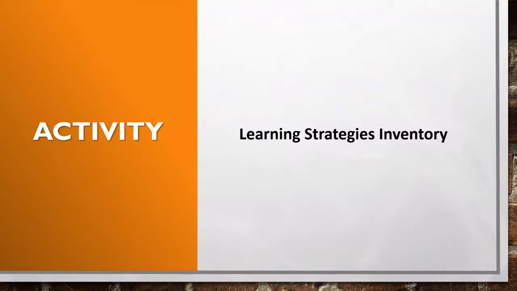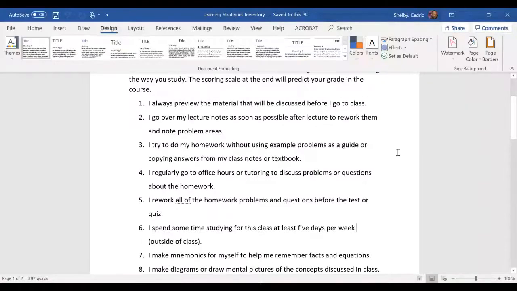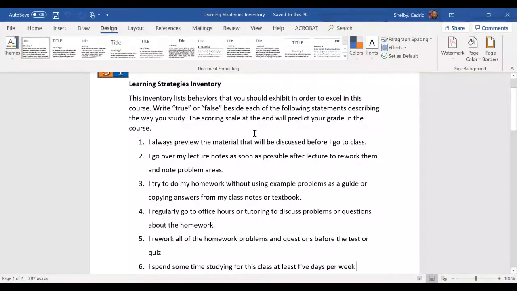All right. So the first thing we need to do, as we are assessing your exam preparedness and getting ready for you to take your exams, is a little activity, which is a learning strategies inventory. We want to see where you are, assess your needs, and then give you some tools to help you progress. I'm going to share the learning strategies inventory. It is a Word document, so if you just look at it, I want you to answer the questions on your own. There are 11 questions. This inventory lists behaviors that you should exhibit in order to excel in this course.